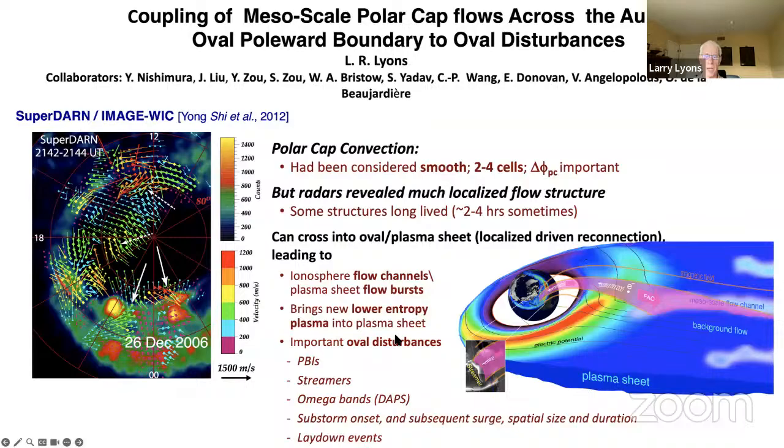So I want to talk about the effects of this quite a bit in terms of forming PBIs and, in fact, streamers, omega bands, substorms, surge development, spatial and temporal development of the substorm, and my latest form of entertainment, which I call laydown events.